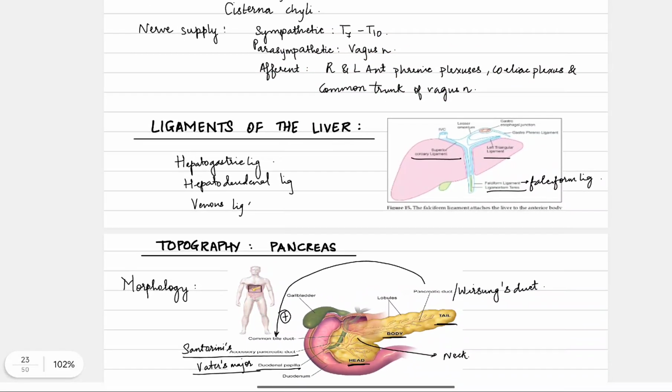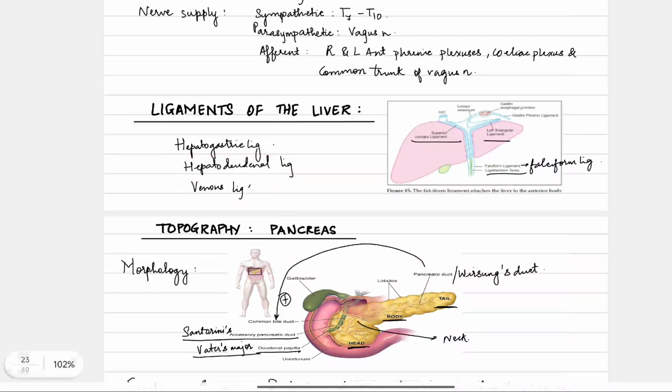Ligaments of the liver are falciform ligament, then coronary, then triangular, right and left. Hepatogastric ligament, hepatoduodenal ligament, venous ligament are also there.